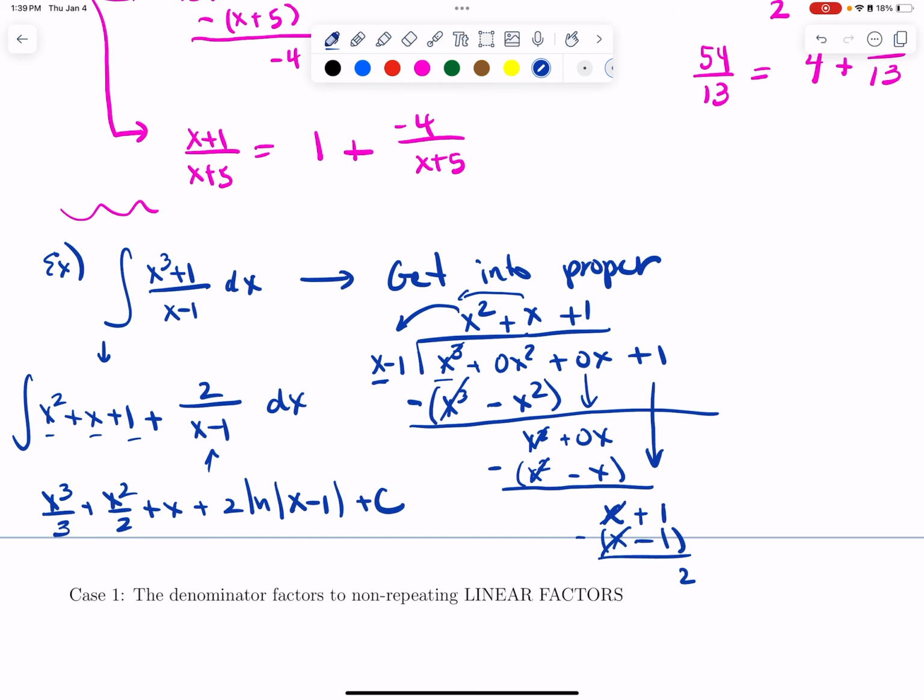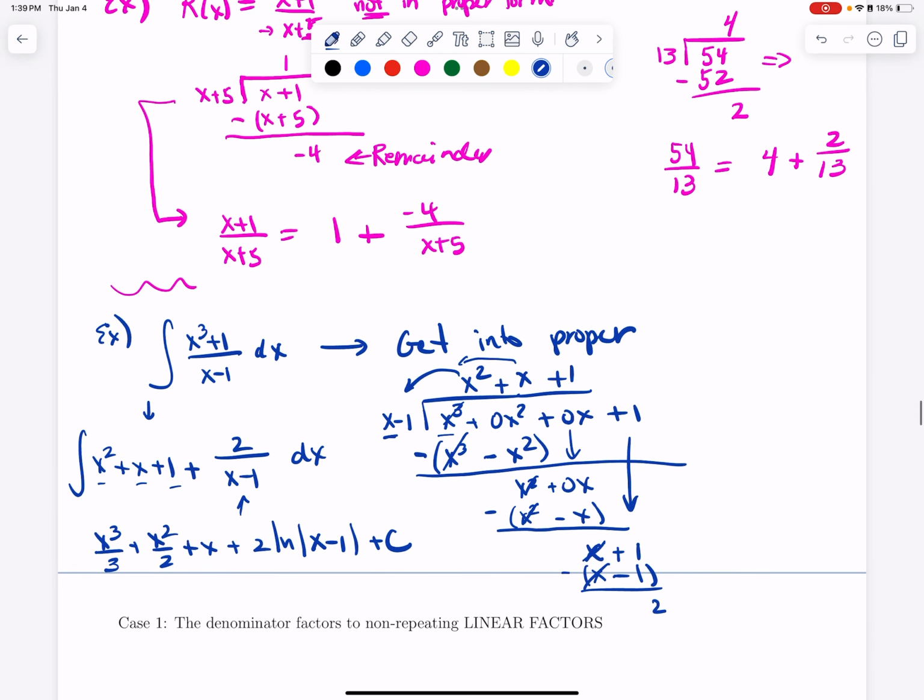All right, so that's going to be our toolkit, and in the next video, we'll start looking at the different cases where we actually apply partial fraction decomposition.